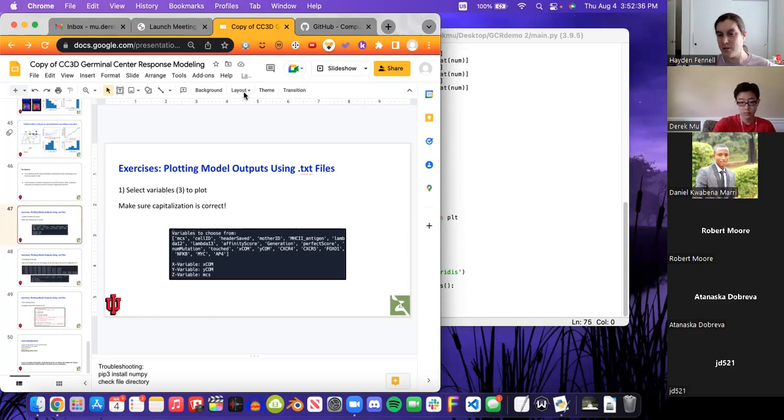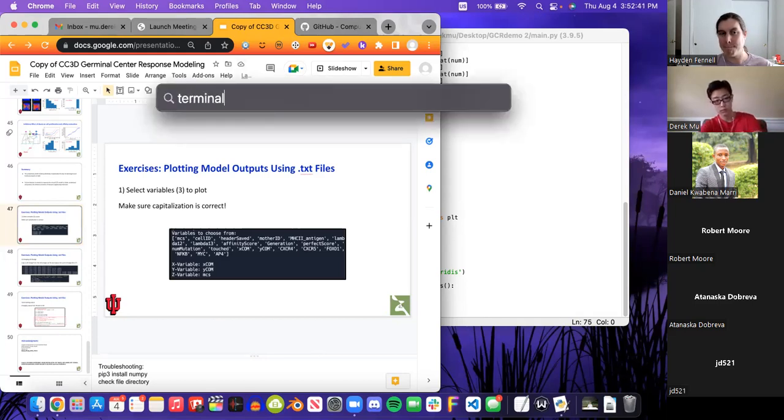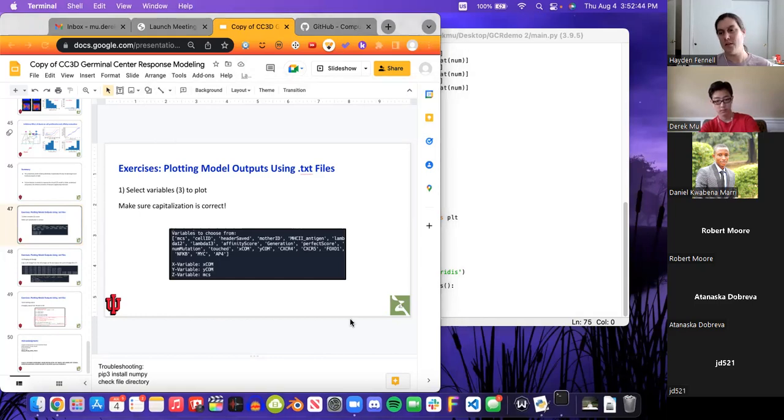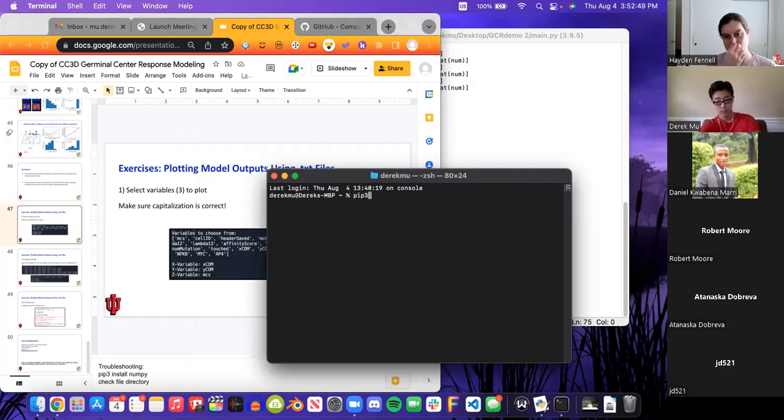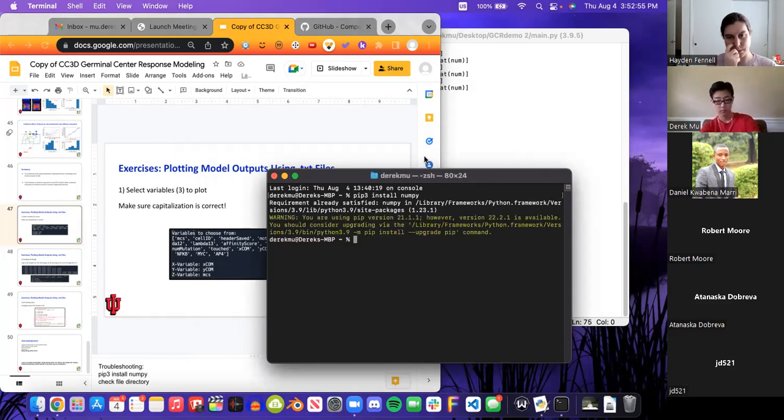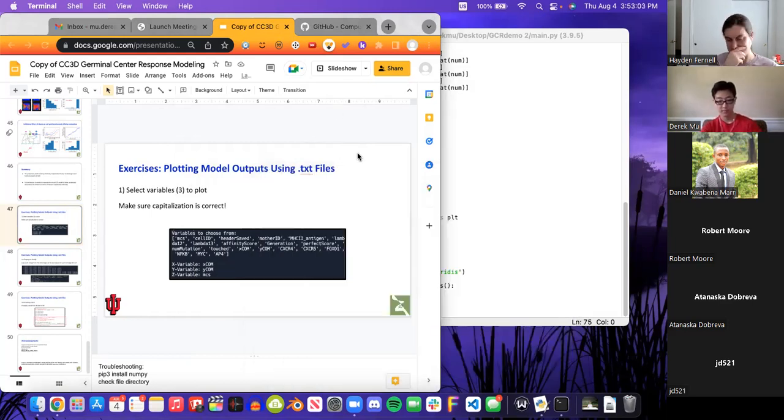Are you on a Windows machine, JD521? Yeah, I'm used to working in Linux with Python. Not so much with the command line in Windows, because it fights you at every turn. So JD521, we'll follow up with you later about that.